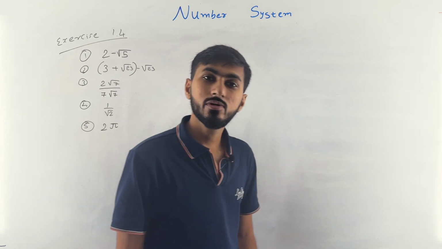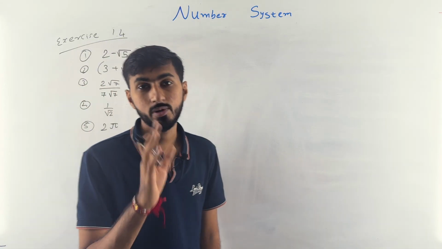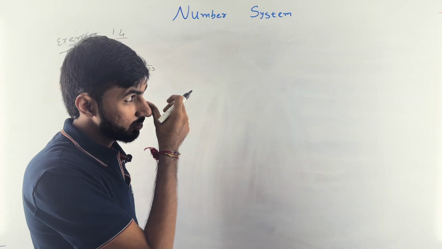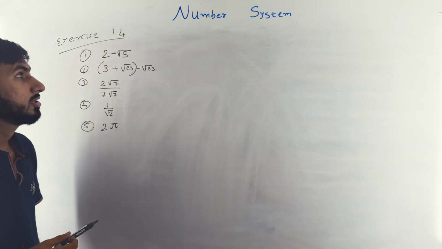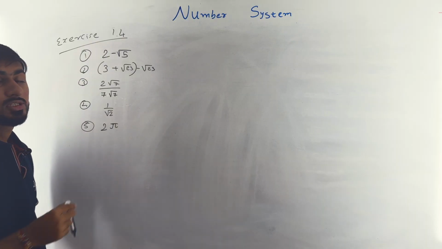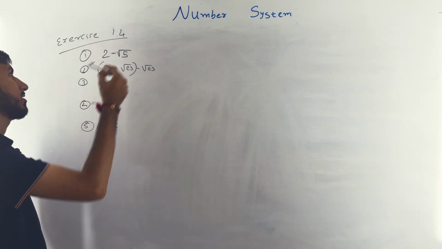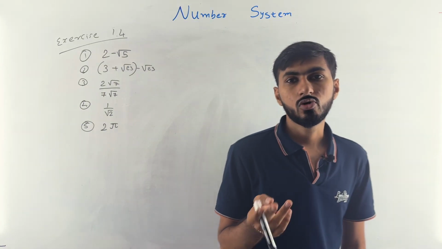Now, in the previous lecture we have already learned some concepts regarding operations on real numbers. Then we reminded ourselves of some identities. Right, now in this lecture we will complete exercise number 1.4, and here is our first question. We have to identify whether these numbers or expressions are irrational or not.